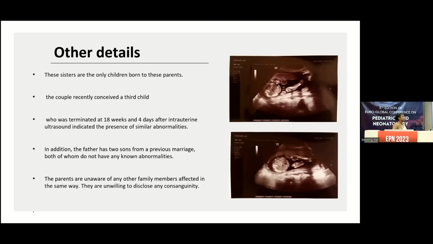The sisters were the only children born from these parents. However, the couple recently conceived a third child, who was terminated at 20 weeks and 4 days after intrauterine ultrasound indicated the presence of a similar abnormality. In addition, the father has 2 sons from a previous marriage, both of whom do not have any known anomaly. The parents are unaware of any family members affected in the same way, and they are unwilling to disclose any consanguinity.